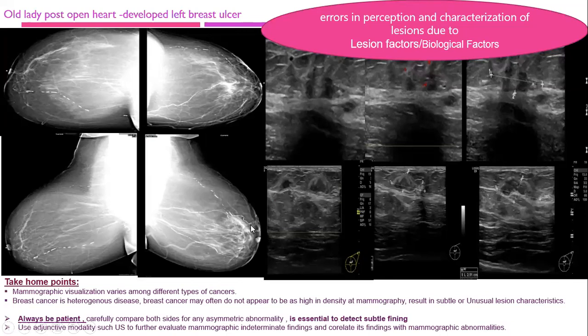So always we have to be patient. We have to carefully examine the patient, and we have to compare any mammographic abnormality with ultrasound. It's very essential to look for the subtle features, target the same area on ultrasound, and compare it with the corresponding subtle abnormality seen on mammography. Okay?